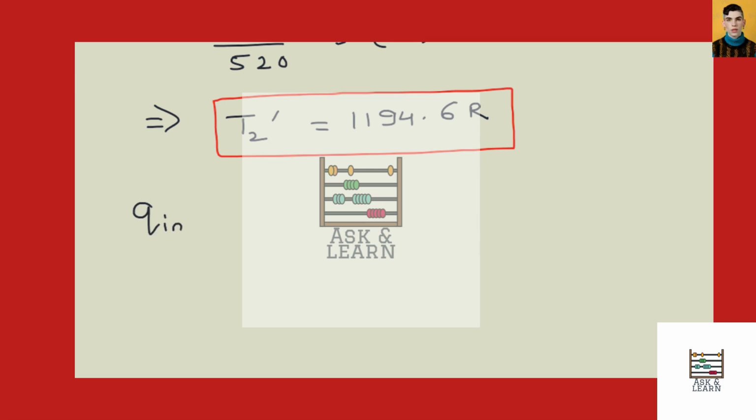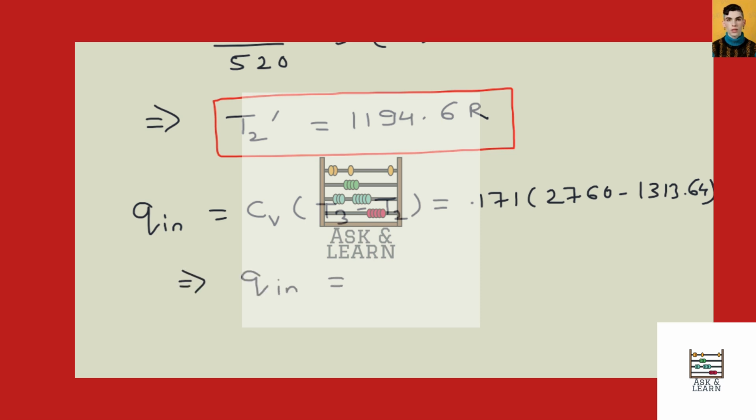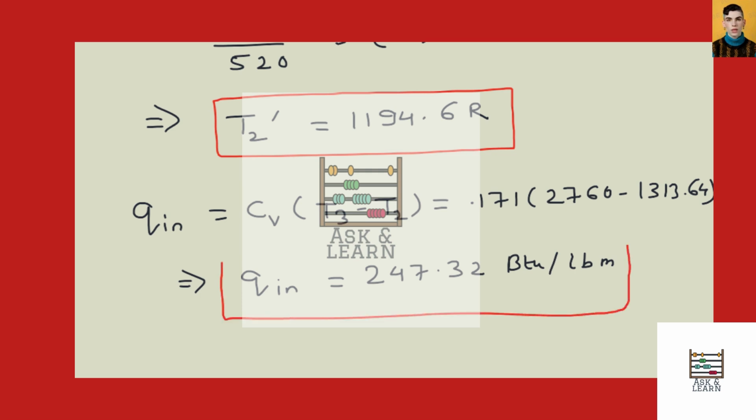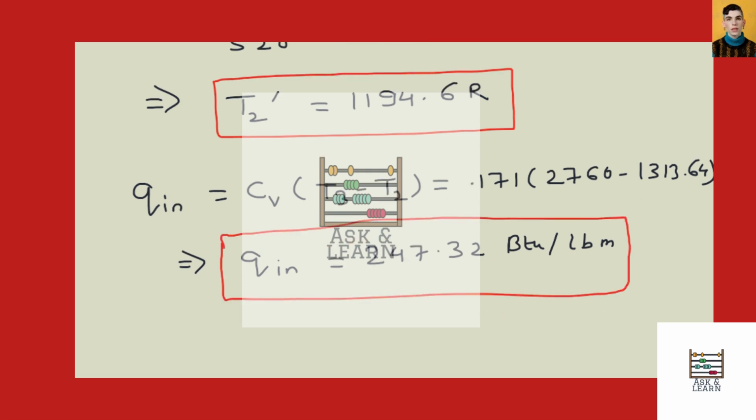Now Q in is equal to the heat supplied per unit mass, which is Cv times T3 minus T2. On putting the given values, 0.171 into 2760 minus 1313.64, we get Q in equal to 247.32 BTU per lbm. That is our answer.